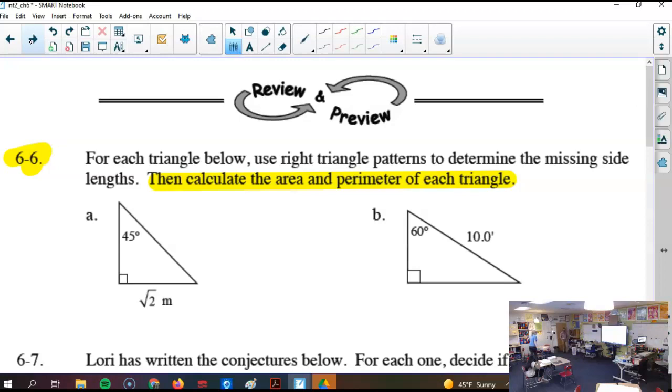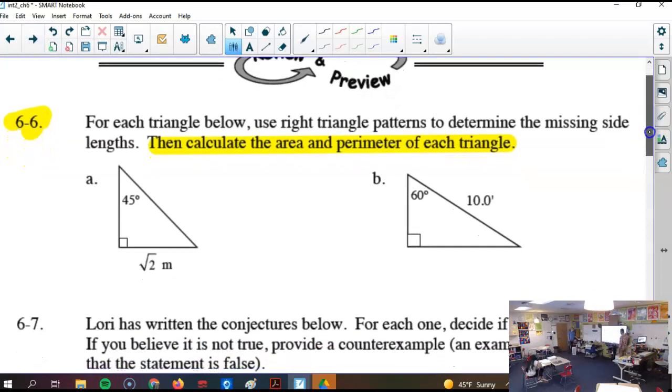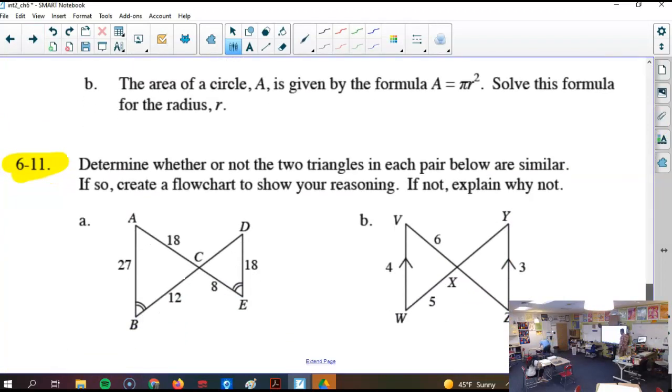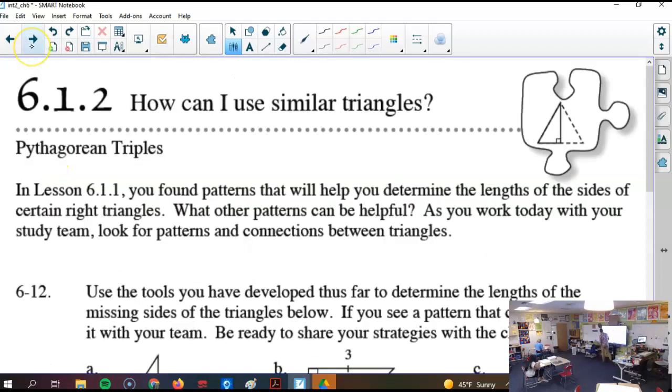Then this one's gonna be real quick. Is it just the first one? No, 6, it's super fast. 6, 8, 10, 11. So really 6, 8, 10, 11. Pythagorean triples.